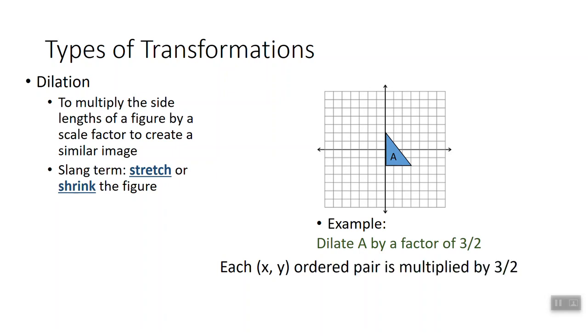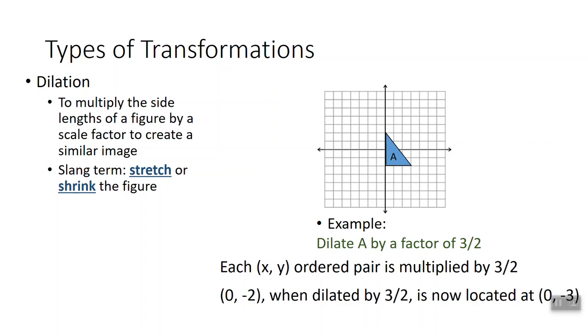And we're going to take each of those vertices, each of those xy ordered pairs, and we're going to multiply both the x and the y value by 3/2. So 0, negative 2, when dilated by 3/2, would be located at 0, negative 3. For our x values, 0 times 3/2 is 0, and for our y values, negative 2 times 3/2 is negative 3. So we're going to see that A is going to be stretched into A prime. Notice that the image is always going to be denoted by that little prime next to the letters.